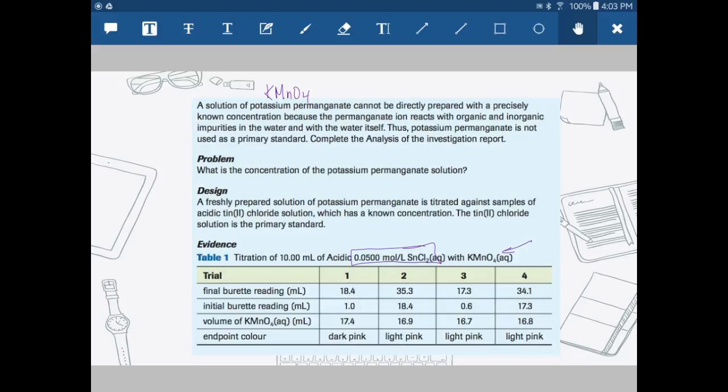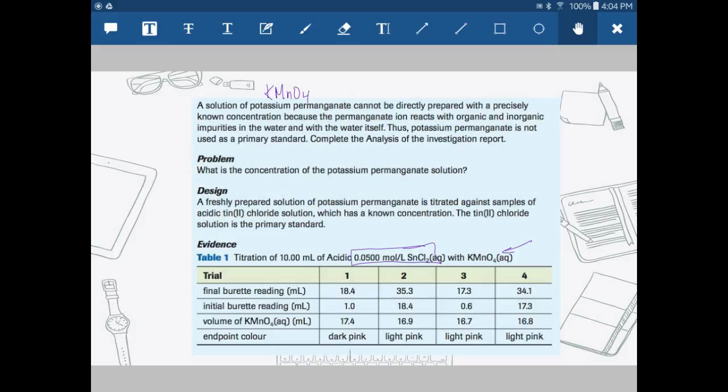So let's take a look at what we have here, and then we're going to go through how to solve this problem. All right, it says we have potassium permanganate, we add it to acidic tin chloride, and we have a known concentration of this. The tin chloride solution is the primary standard. So that is what I put in the purple box here, that it's the primary standard. Now, in trial number 1, we have an initial burette reading of 1 milliliter and our final burette reading is 18.4, giving us the volume used in that first titration as 17.4.